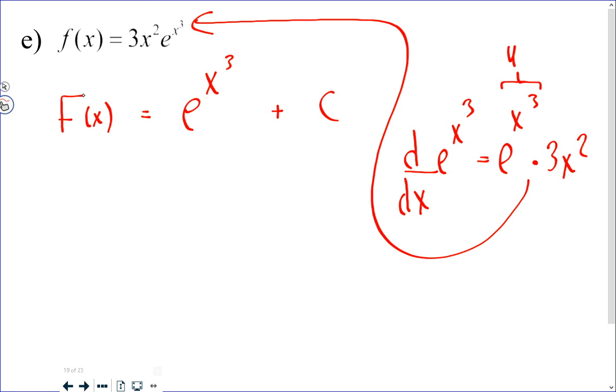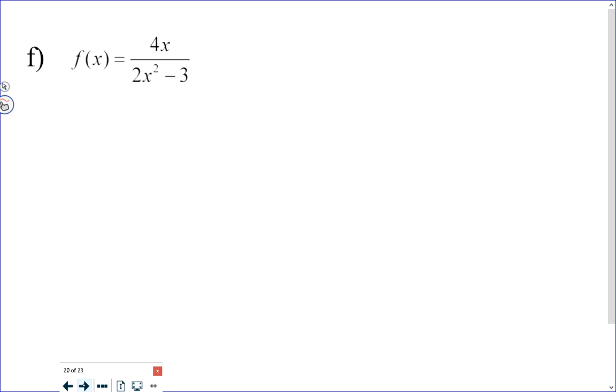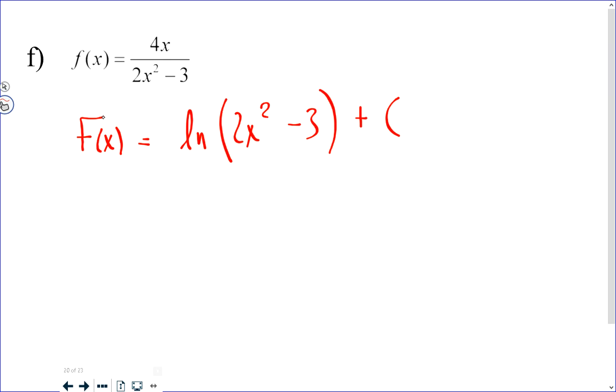And we're going to learn a technique of antidifferentiating called substitution, where we can do this algebraically. But once you see that this piece is the derivative of this piece, you're off and running. Similarly, when I take a look at f, now this is going to require a lot of practice and experience, but the antiderivative here is the natural logarithm of 2x squared minus 3, plus your constant.